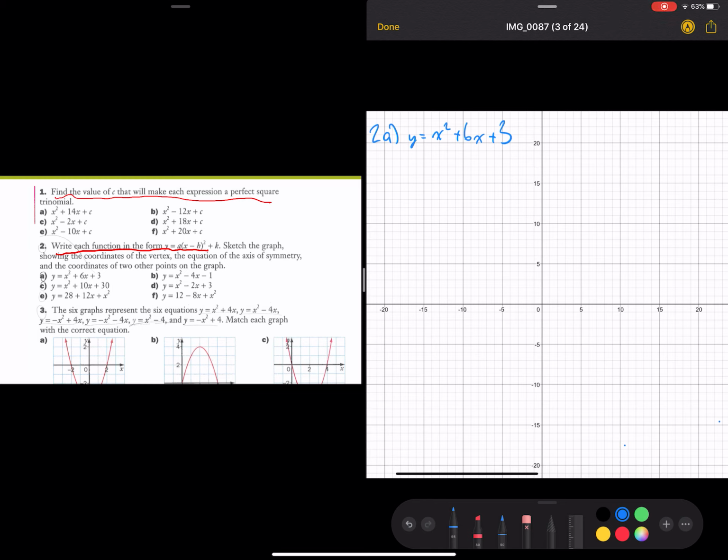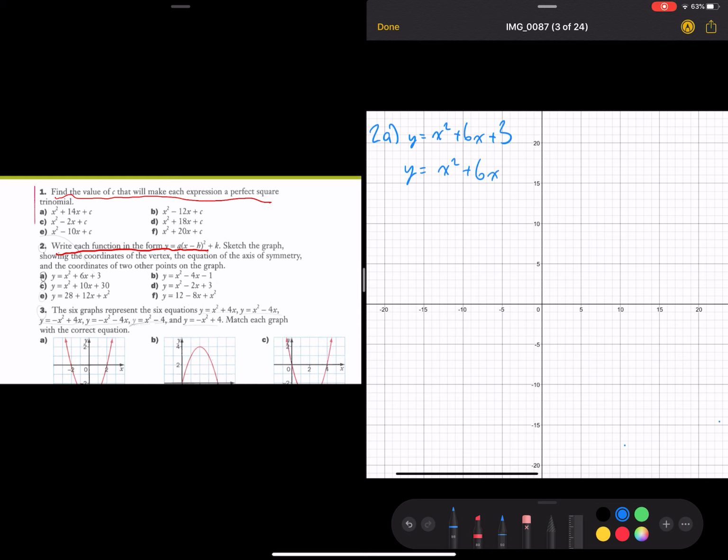2a, write each function in the form y equals a(x minus h) squared plus k, basically in a form that we can graph. Sketch the graph, showing the coordinates of the vertex, the equation of the axis of symmetry, and the coordinates of two other points. So what do we have to do? To write it in that form, we complete the square. Let's write it out.